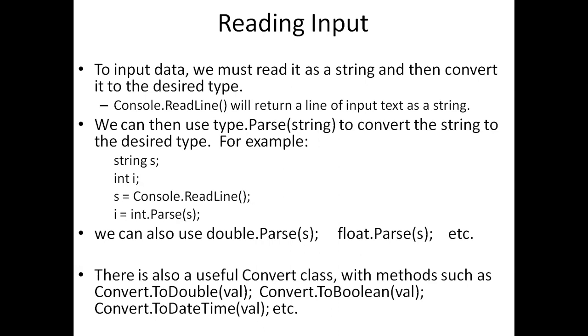Now there are some points regarding reading input. Console.ReadLine is used for inputting, and it will return a line of input text as a string, so it will read the data in string form. Here you can see a string s and one more variable, integer i. So s equals Console.ReadLine. When this line executes, it will return a line of text in string form, so whatever we read will be in string form.